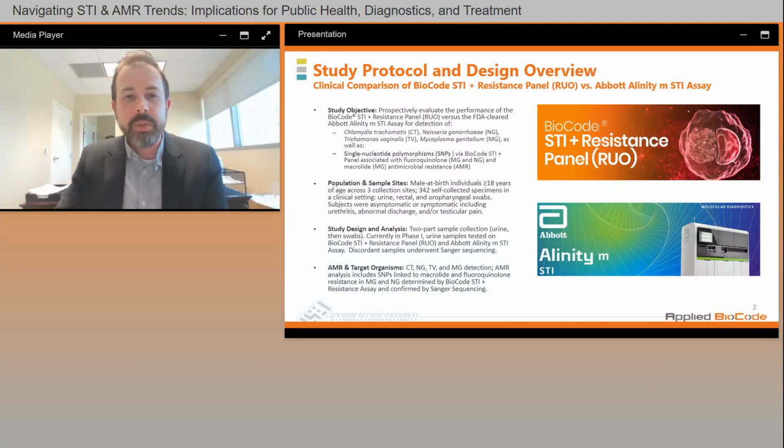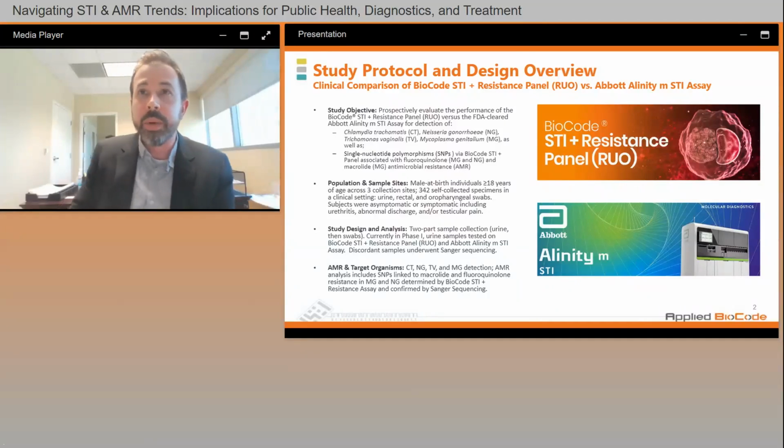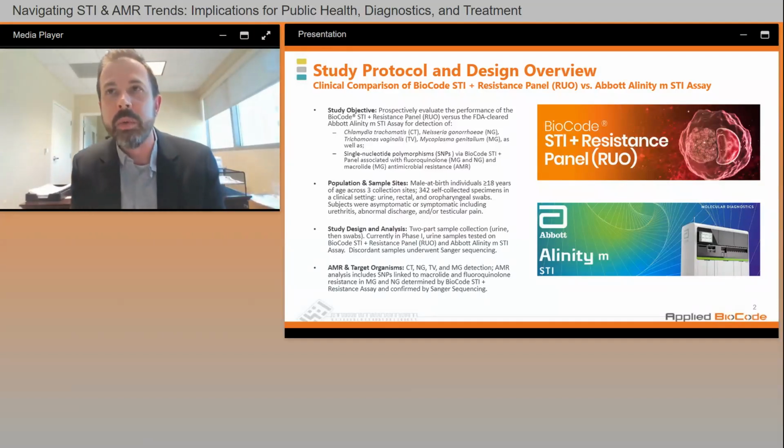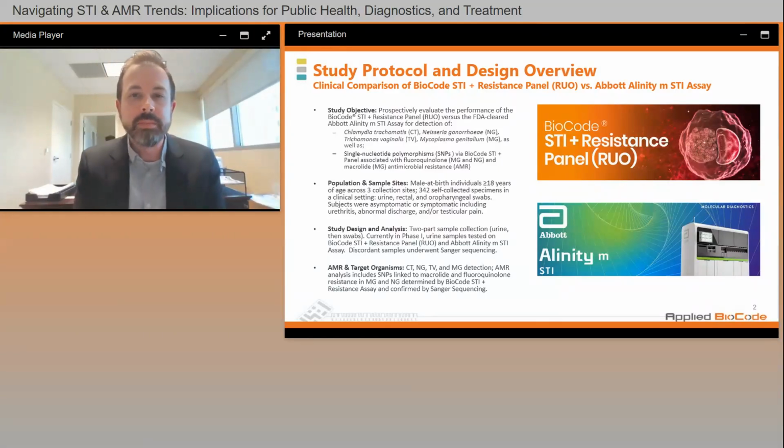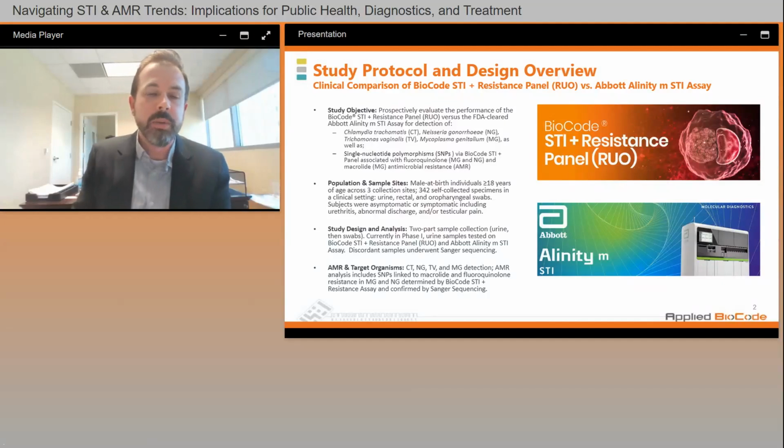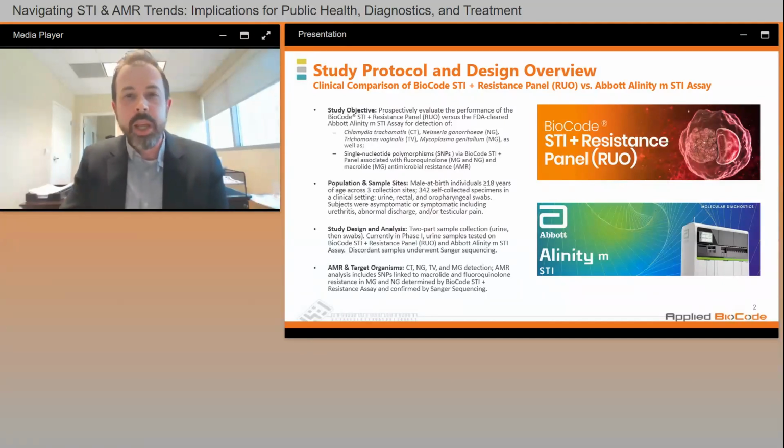This is an IRB approved study through Advarra, requiring informed consent from all the participants. It's a 2-phase design. We're going to be focusing on the first phase today in our review of the data. Part 1 is a collection of 20 positive urine samples for each pathogen and 5 AMR positive samples for gonorrhea and mycoplasma. And then in the future, part 2 will focus on the collection of vaginal, rectal, and oropharyngeal swabs with those same targets.